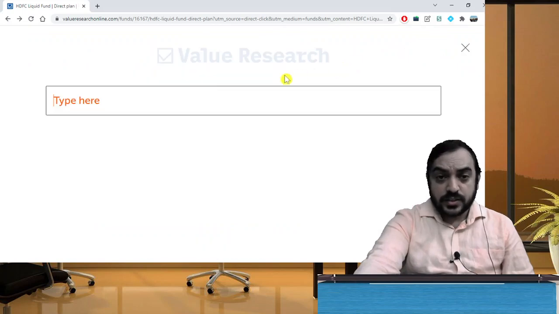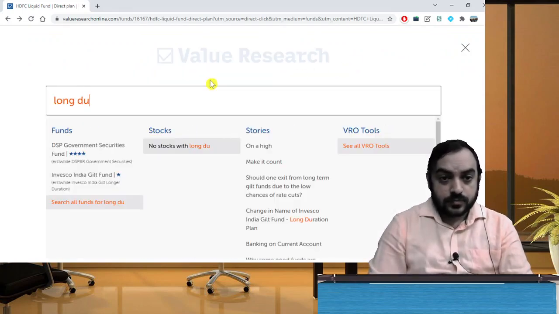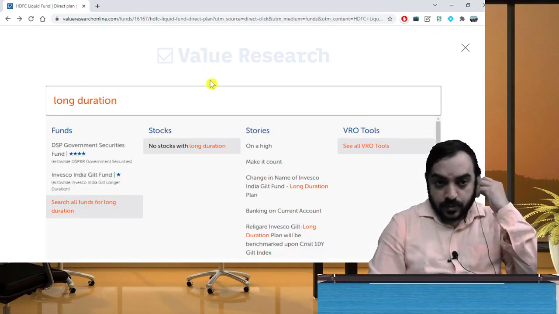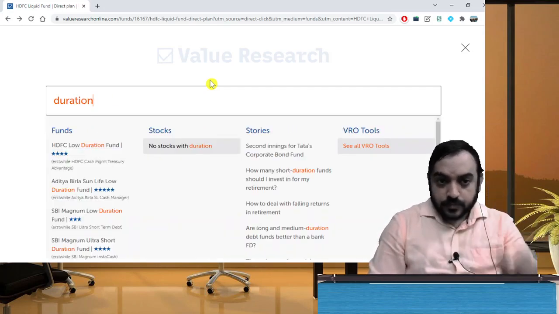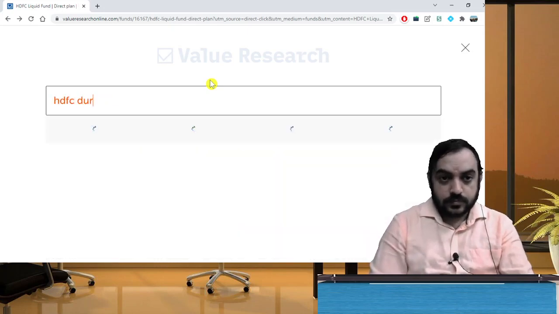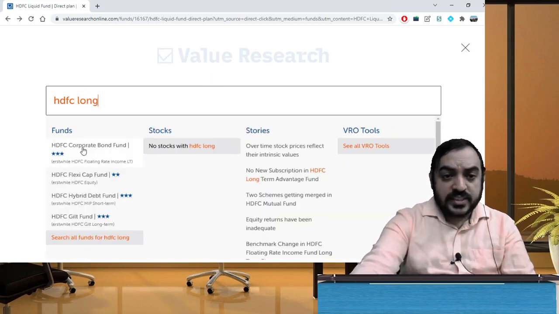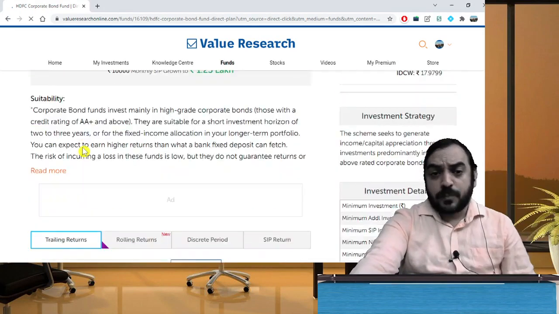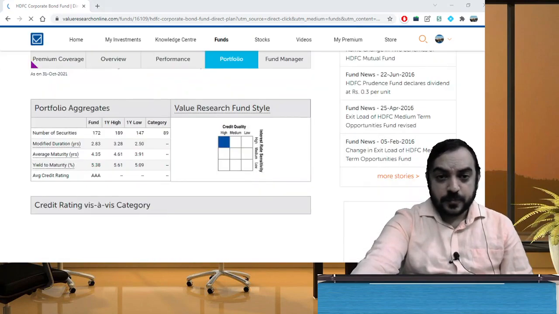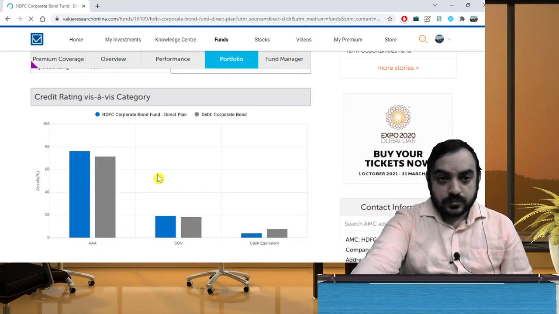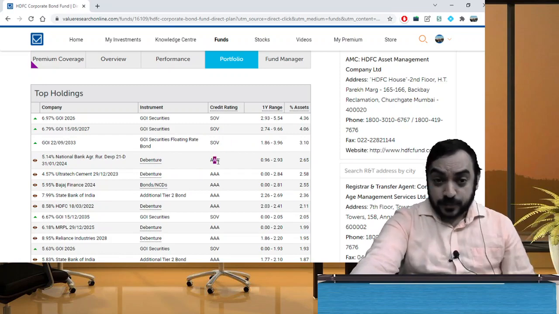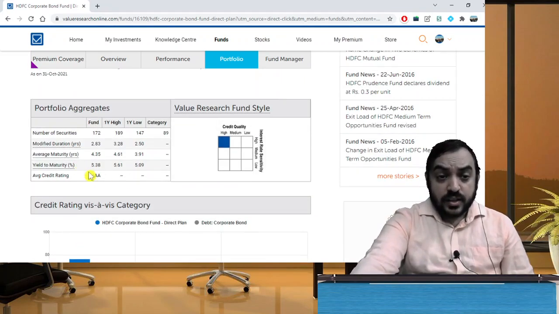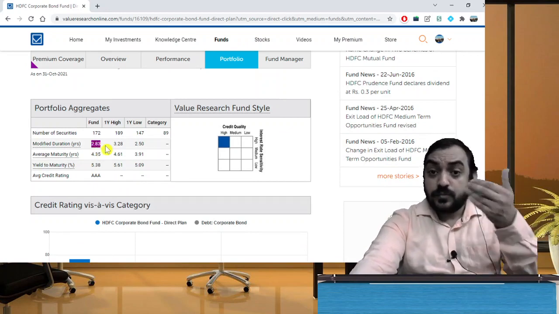Let's look at long duration funds. Okay, let's look at HDFC corporate bond fund. So they invest in corporate bonds. Let us look at their portfolio. See what is their rating. You remember AAA rating, AA rating, credit rating. Yes, they have invested. And what is their duration? Modified duration 2.83 years.